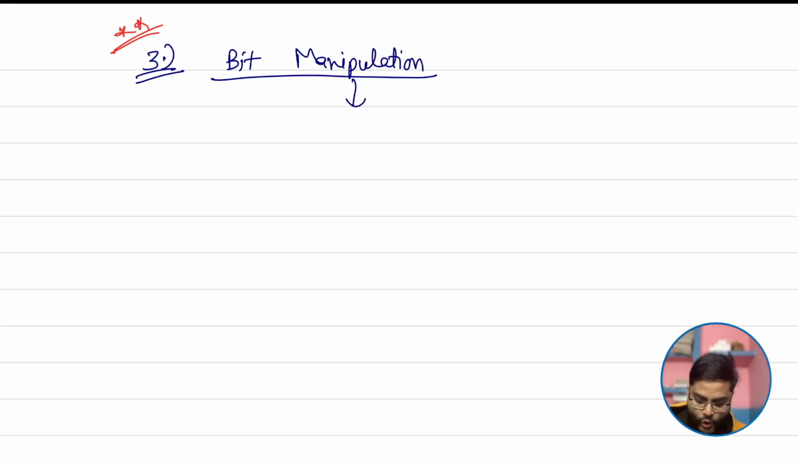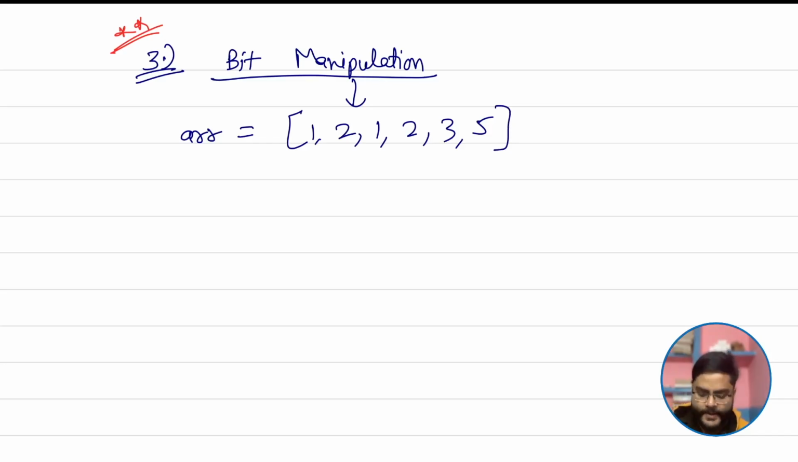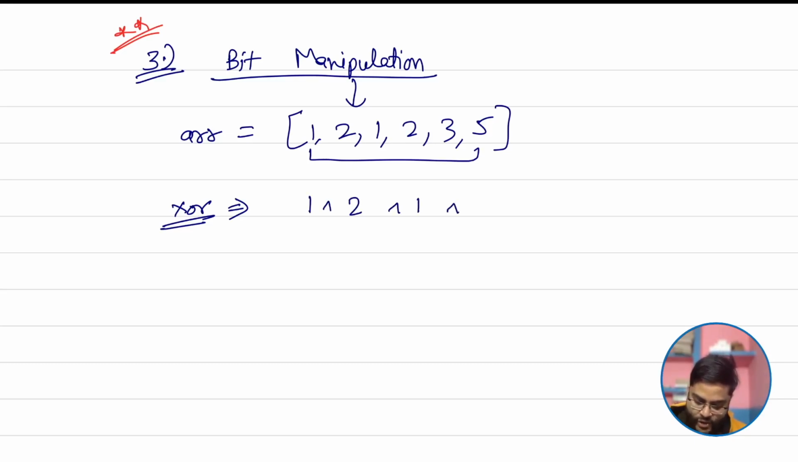Okay, so let's say we have an array like 1 2 1 2 3 5, right? Now in this array, 1 is occurring twice, 2 is occurring twice, only 3 and 5 are occurring once. So we can use XOR. So what if I do XOR of all these numbers? What if I do 1 XOR 2 XOR 1 XOR 2 XOR 3 XOR 5?